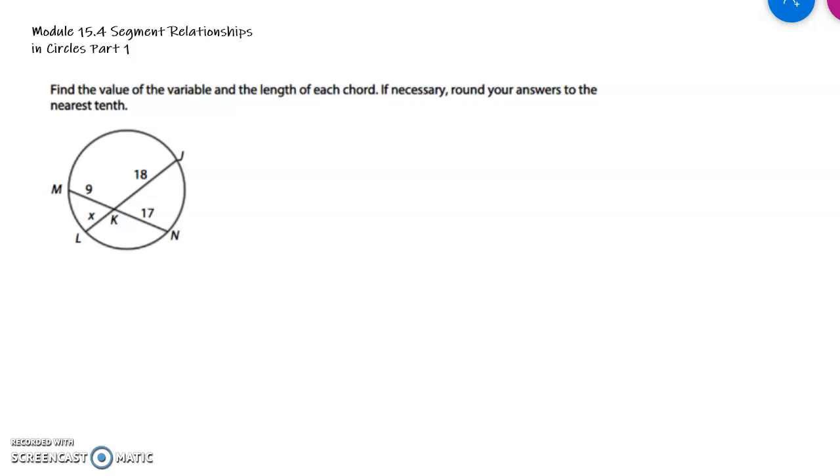First, we know that the length of MN, that's what we have to find, is 9 plus 17, which is 26. We also got to find the length of JL. We can't do that until we find the value of X.